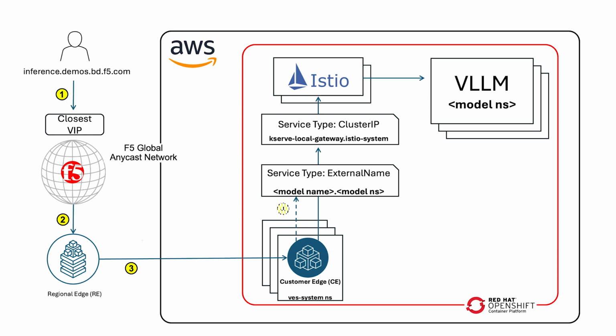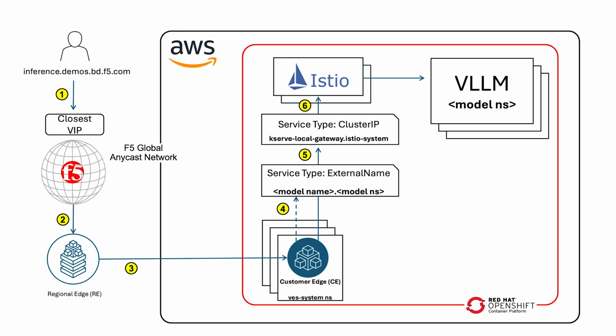Step number 4 is the service discovery that is done periodically. The vLLM model is deployed with OpenShift AI, which uses KServe. In this case, service discovery is done using DNS inside the OpenShift cluster. This DNS service discovery is done because KServe deploys an external name service for each vLLM model. This vLLM external name service is actually a DNS alias of the Istio local ingress cluster IP service.